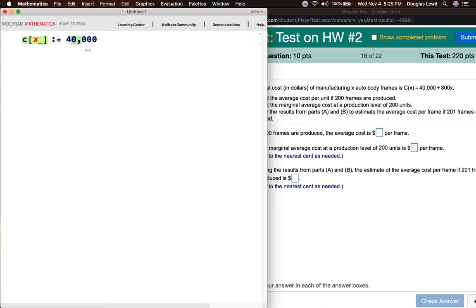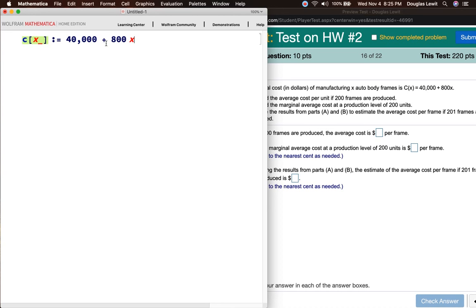was automatically entered for me by Mathematica because of how I configured my copy of the software. Do not enter a comma. I repeat, do not enter a comma. Mathematica entered the comma for me because of how I configured my copy of the software. Do not type the comma. Okay, so 40,000 plus 800 times x.